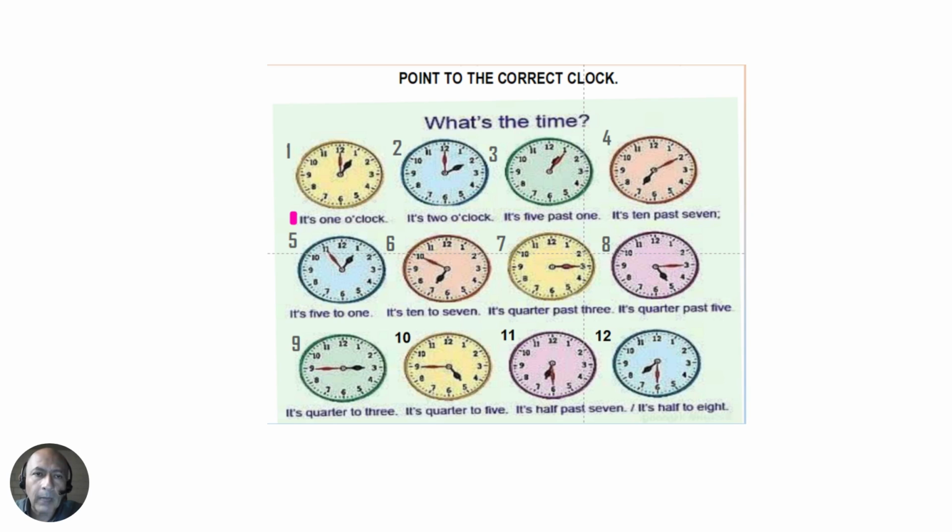Here, I'm going to ask you to point. I'm going to say the hour and I want you to point to it. Yes, it's 1 o'clock. Yes, clock number 1. And if I say it's 5 past 1, yes, clock number 4. Excellent, very good. Let's see another one. A quarter past 5. Yes, clock number 8. Very good.